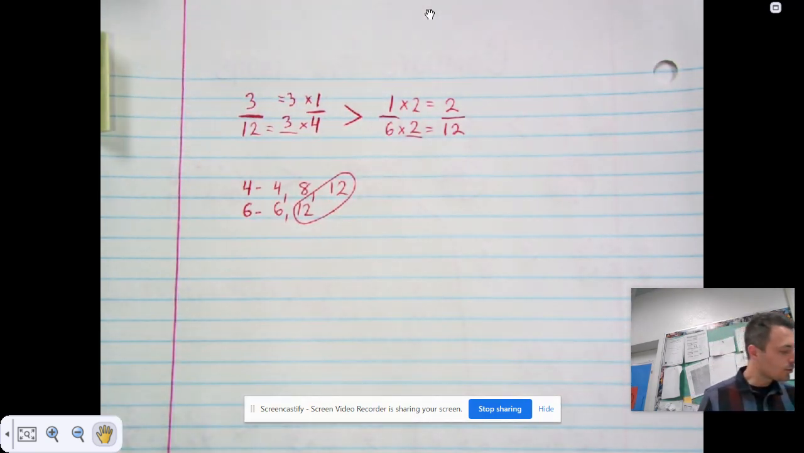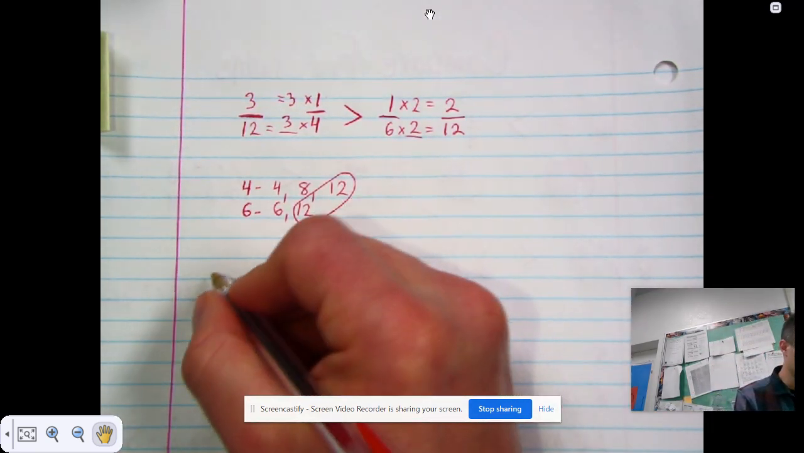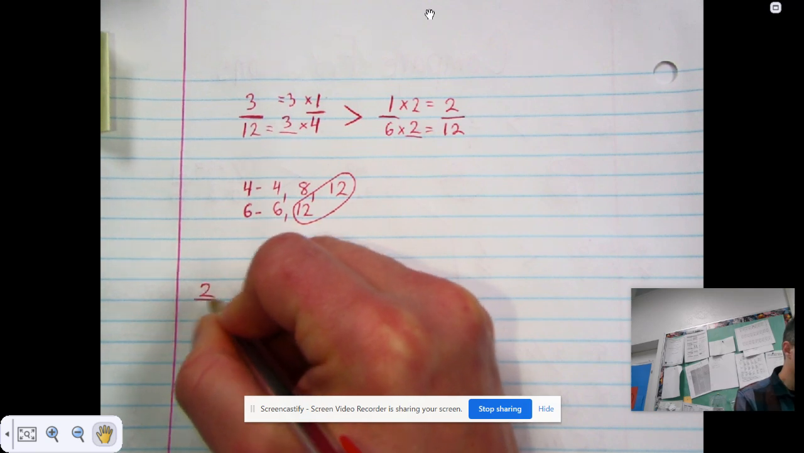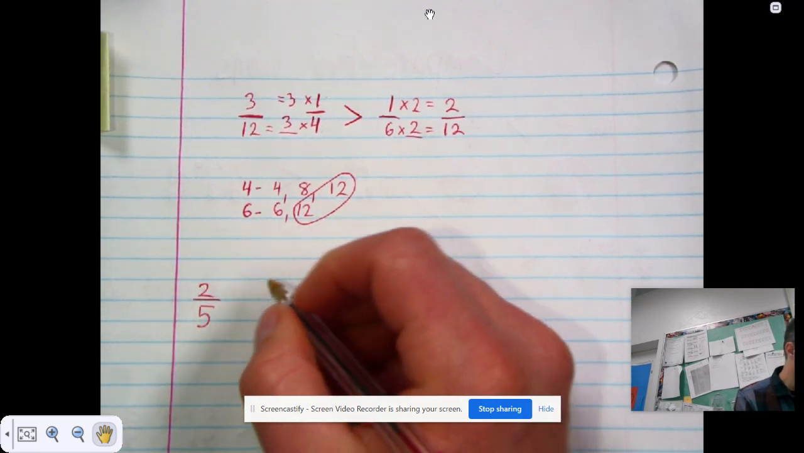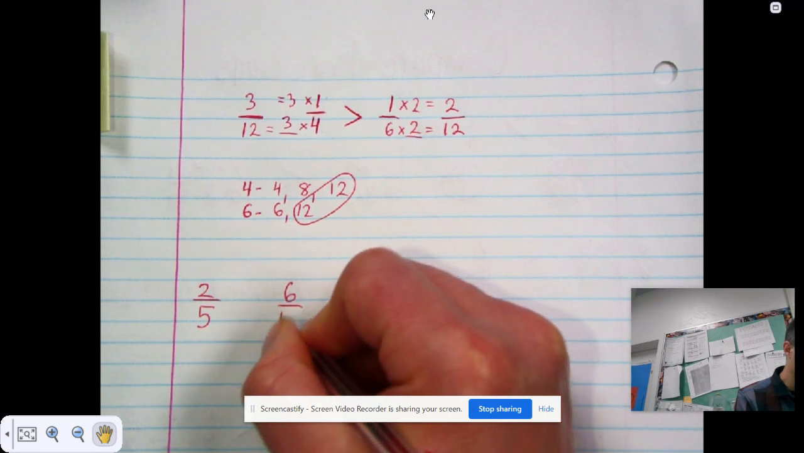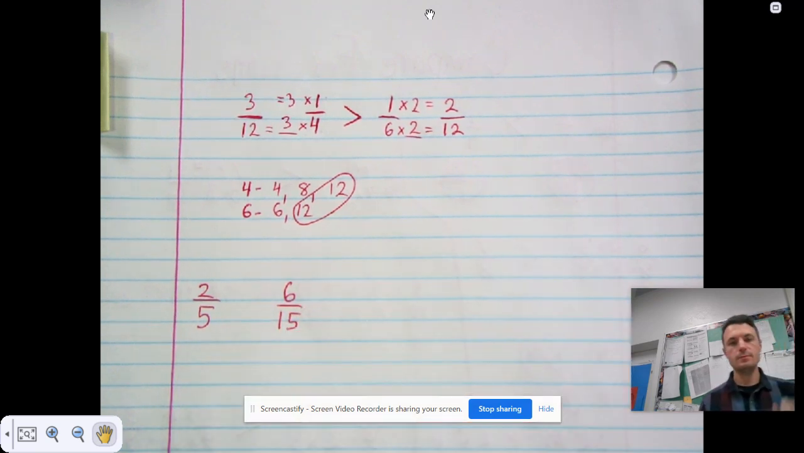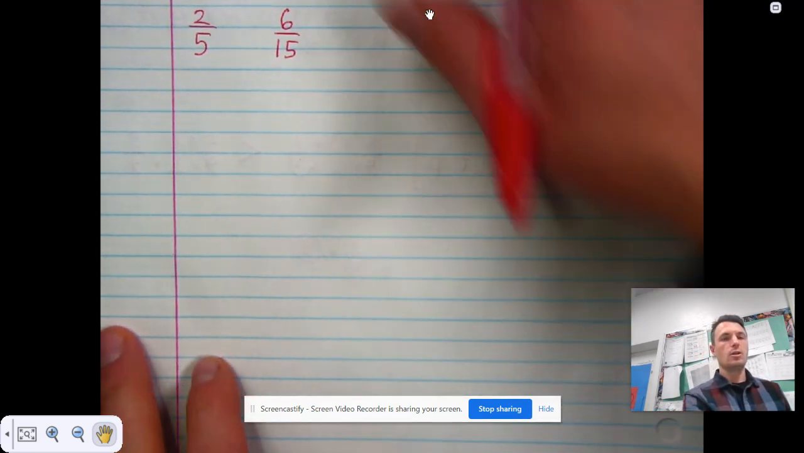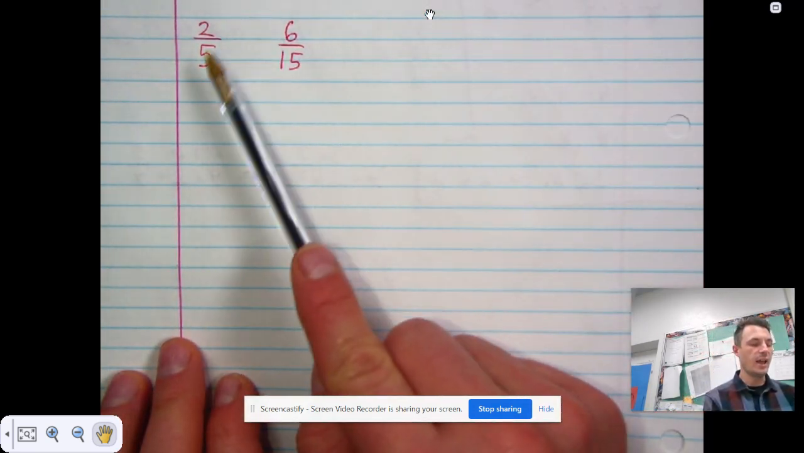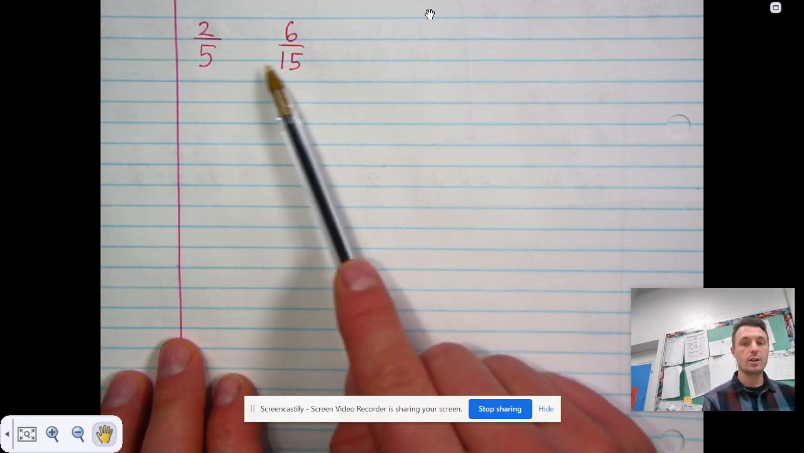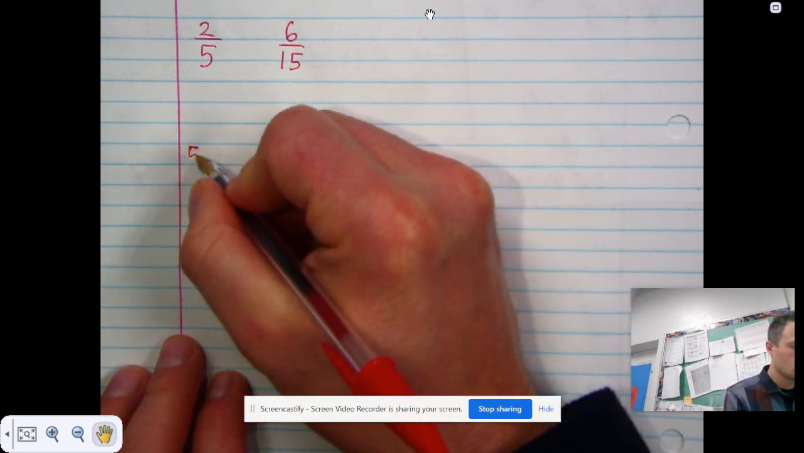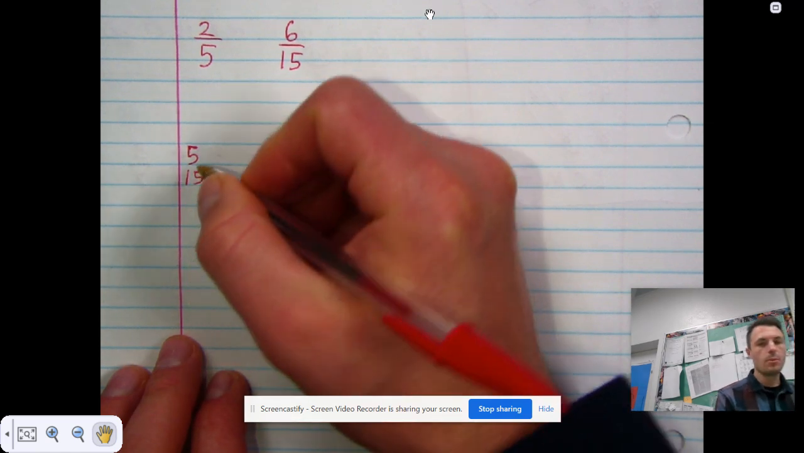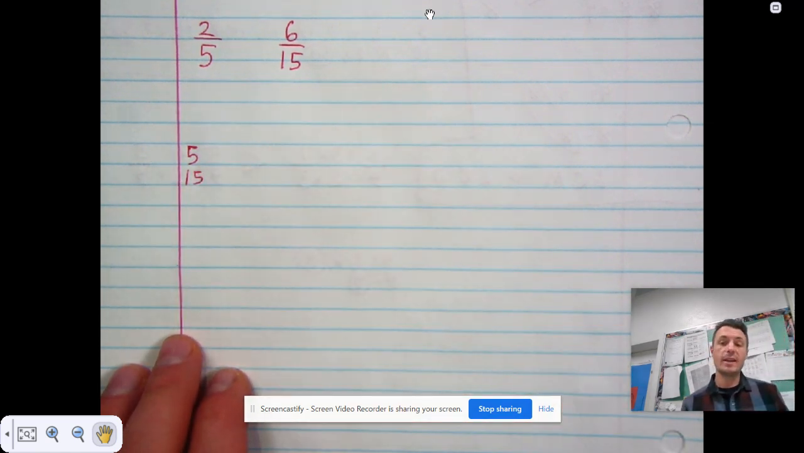Okay, let's do another example together. Let's do 2/5. Let's compare 2/5 to 6/15. How do we compare these two fractions? All we have to do is find the LCM for both denominators. So we list the multiples of 5 and 15. That means we count by 5s and we count by 15s until we get a number that's in both lists.